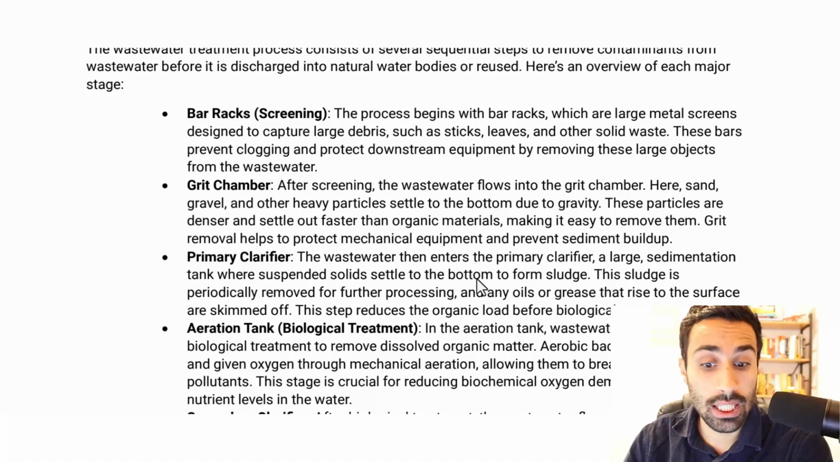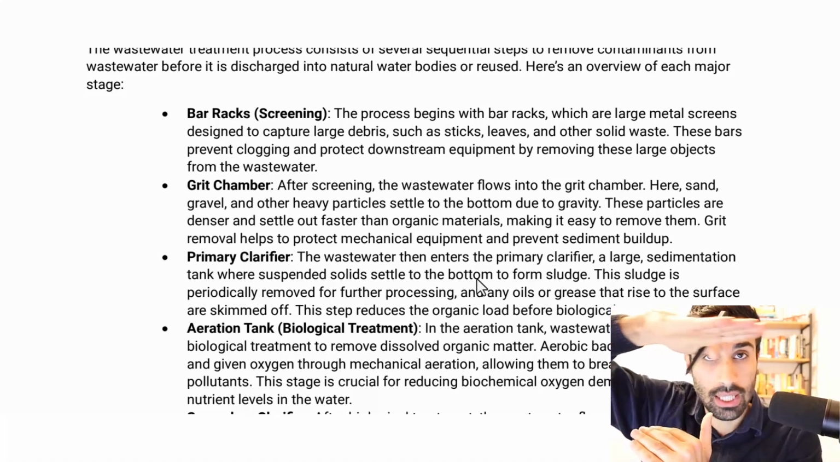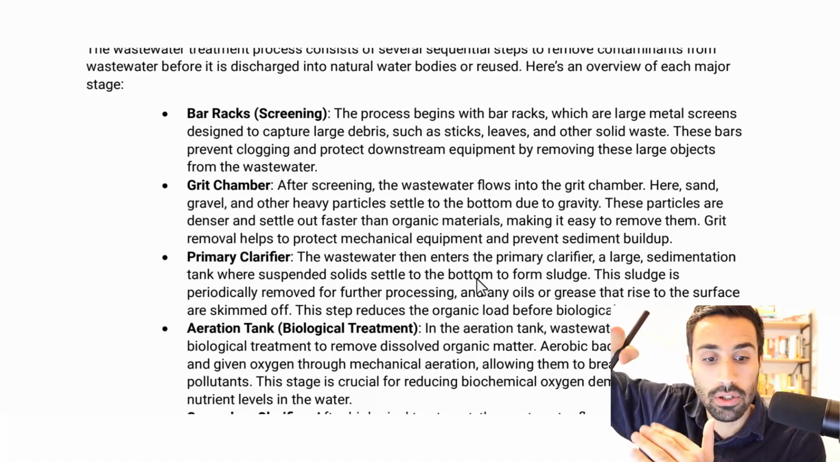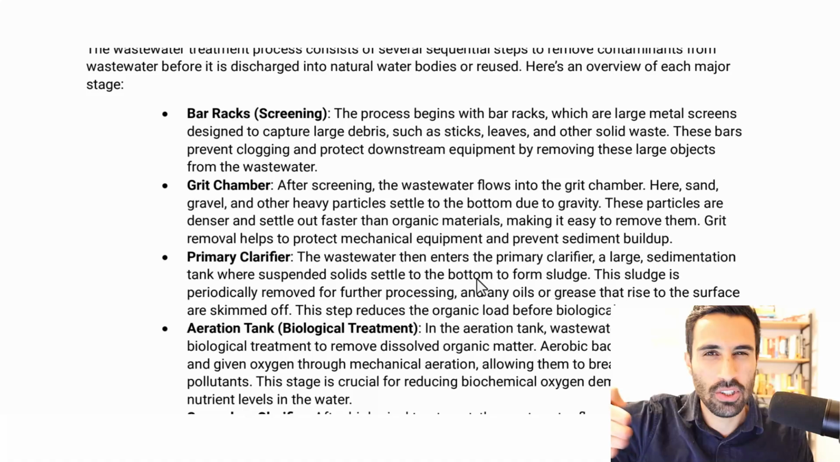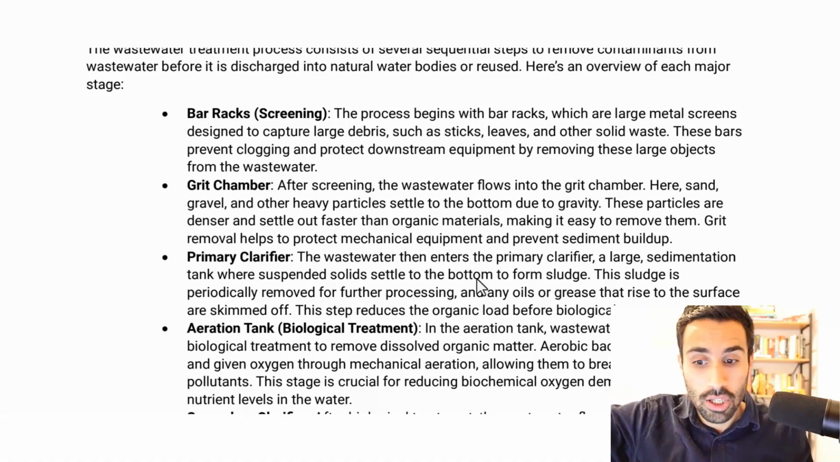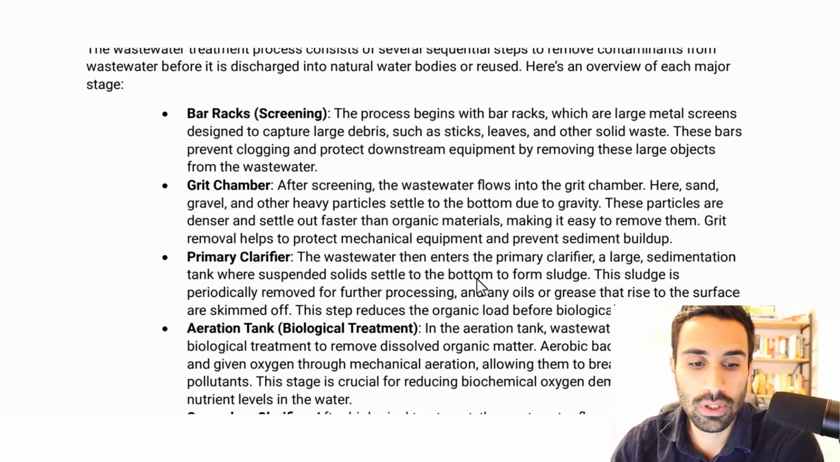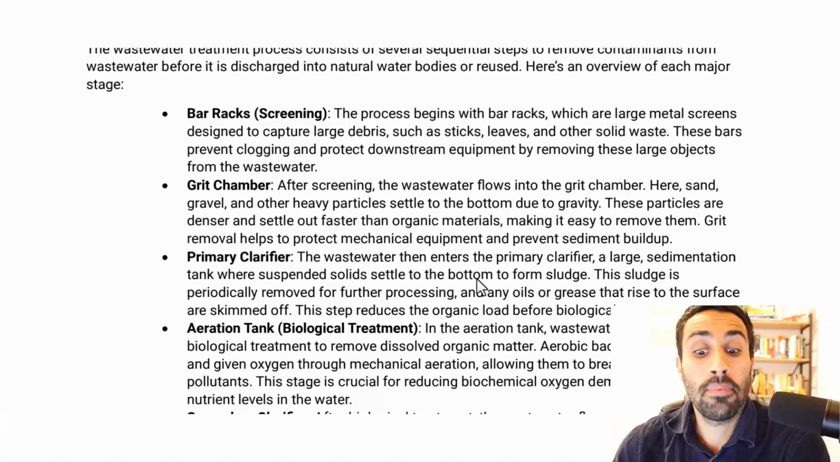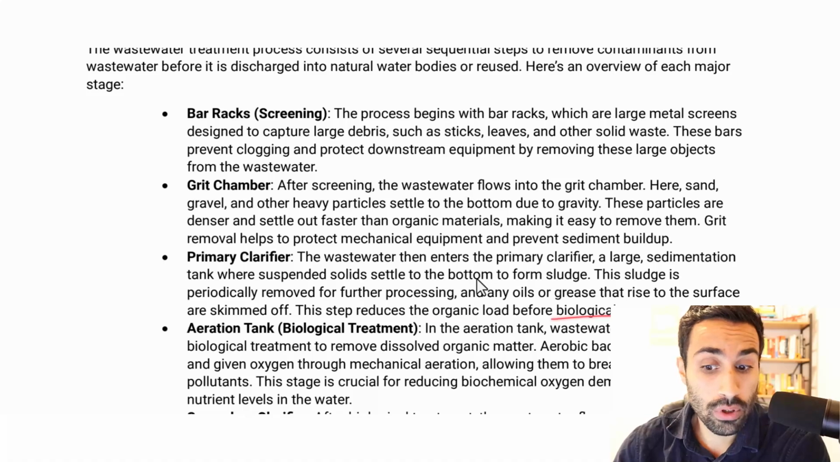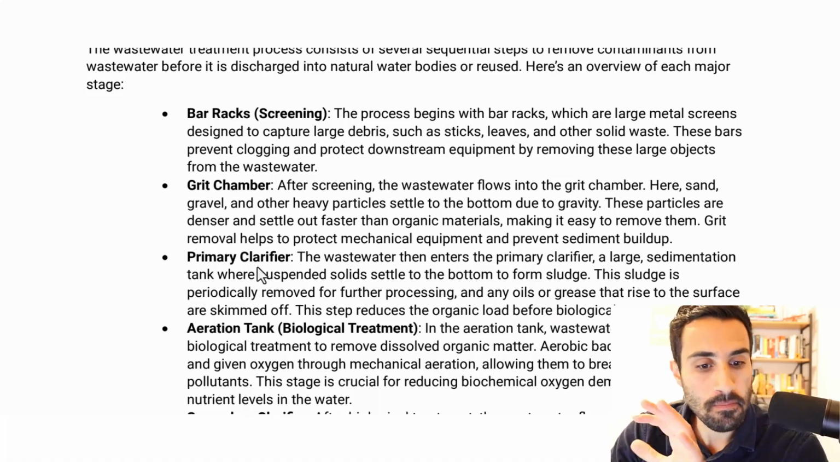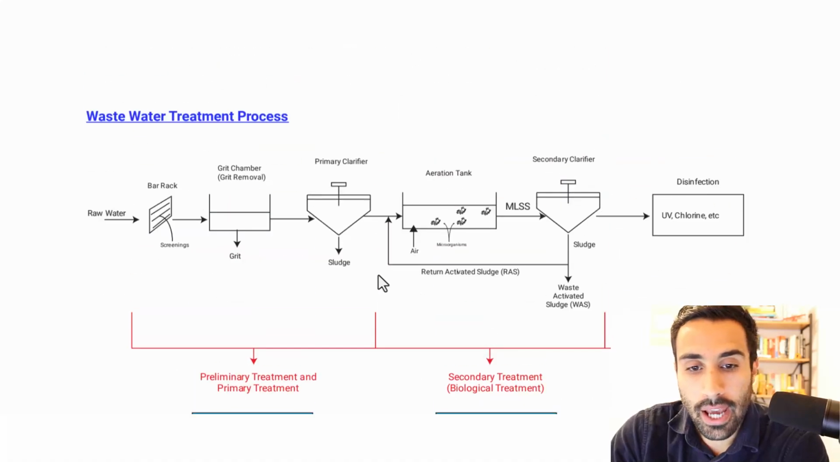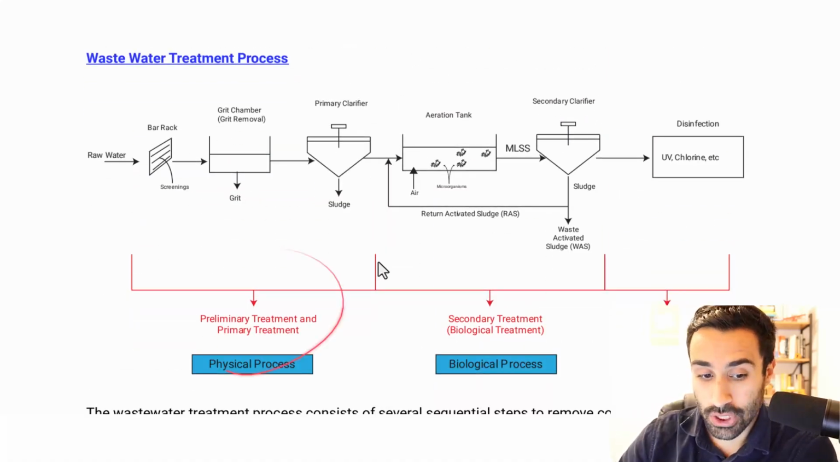This sludge is periodically removed for further processing, and any oils or grease that rise to the surface in that sedimentation tank or primary clarifier are going to be skimmed off. Maybe you've seen that in real life. I know in my university days, we went to the treatment plant and we saw that in action. So we do skim off that grease or oil that builds up at the top. And we know this step reduces the organic load before the biological treatment. That's the primary clarifier.